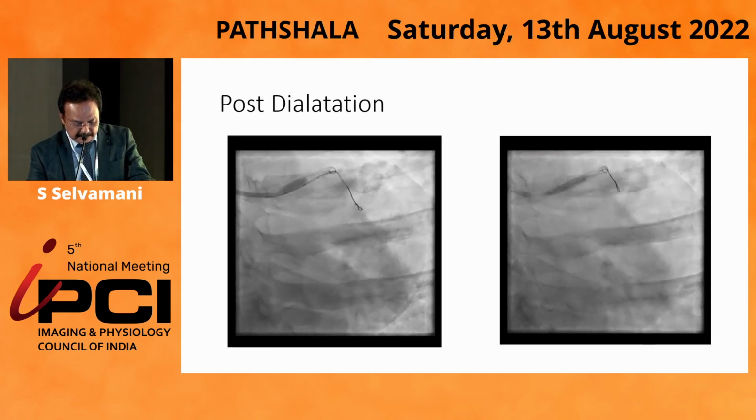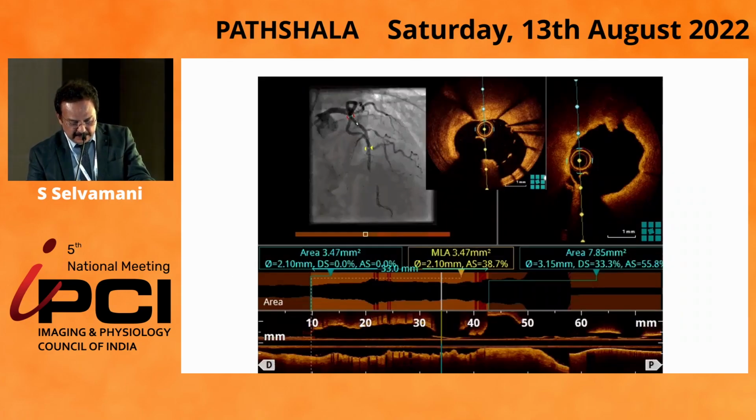So I'll just go a little bit faster. This was an acute stent thrombosis. In this, one day after the primary angioplasty, he had a stent thrombosis. So when you do an OCT, you see a clear malapposition. See, malapposition, if it is so gross, definitely causes a problem. You just can't ignore that.